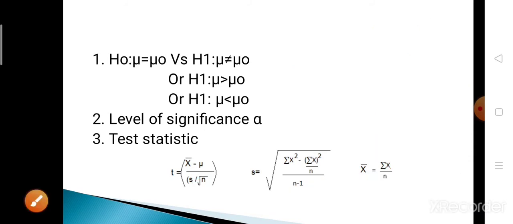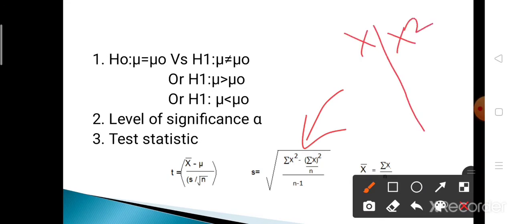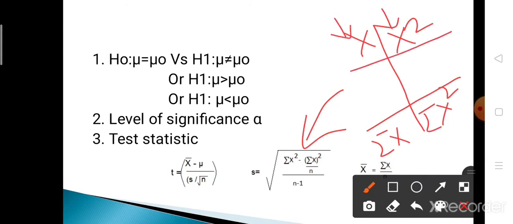And how to calculate S? The sample standard deviation formula is the square root of summation x square minus (summation x)square divided by n, whole divided by n minus 1. If we are given only the values of x, then make the column x square. We need the summation x and summation x square for calculating the value of S. So summation x square means sum of the column of x square and summation x means sum of the column of x. What is x square? Just squaring the values of x.